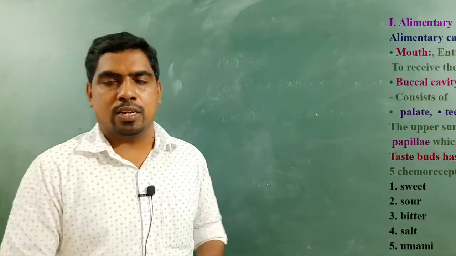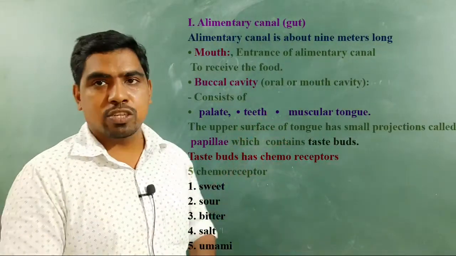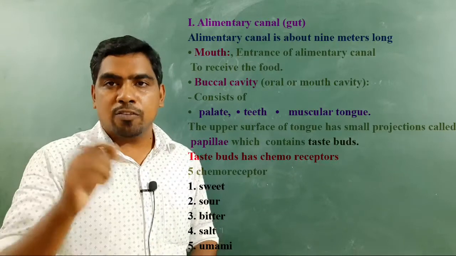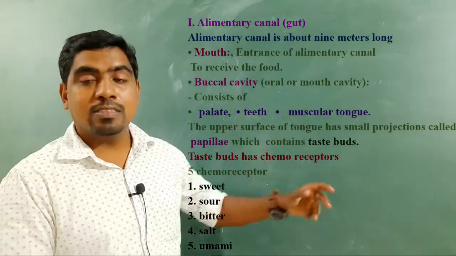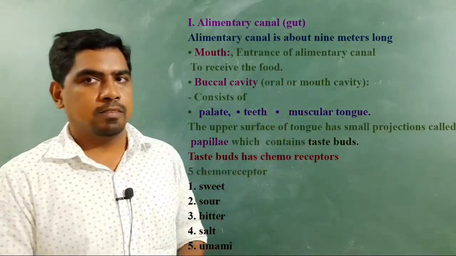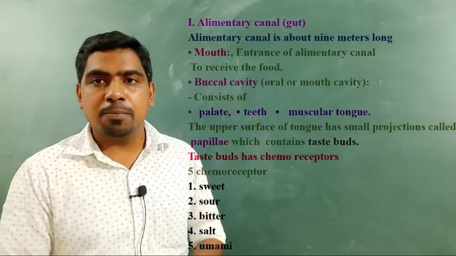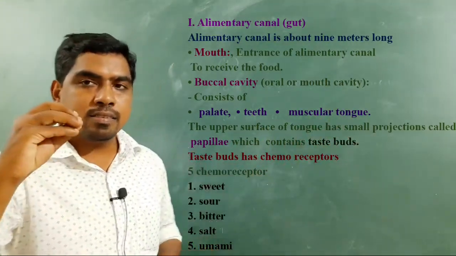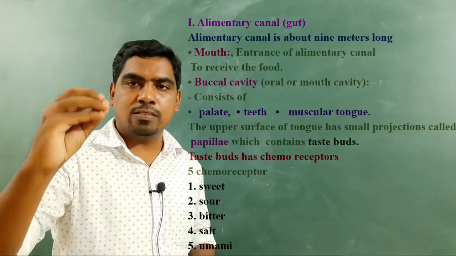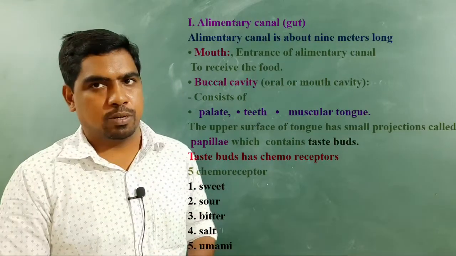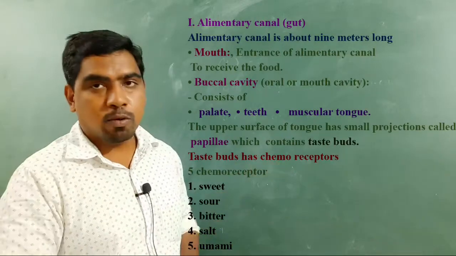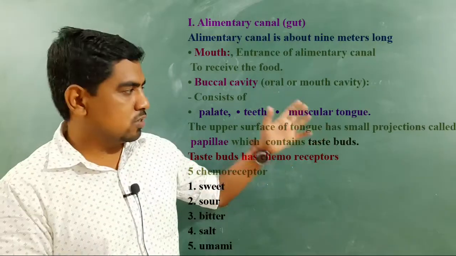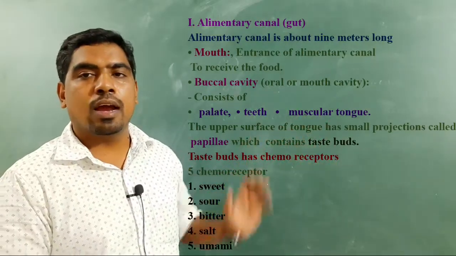First part is alimentary canal. Alimentary canal is 9 meters long. The parts of alimentary canal: first, the mouth is the entrance of alimentary canal. Second is buccal cavity. It has 3 parts: palate, teeth and tongue. Tongue has papillae which contain taste buds. It contains chemoreceptors. In the tongue there are 5 chemoreceptors present: sweet, salt, sour, bitter and umami.